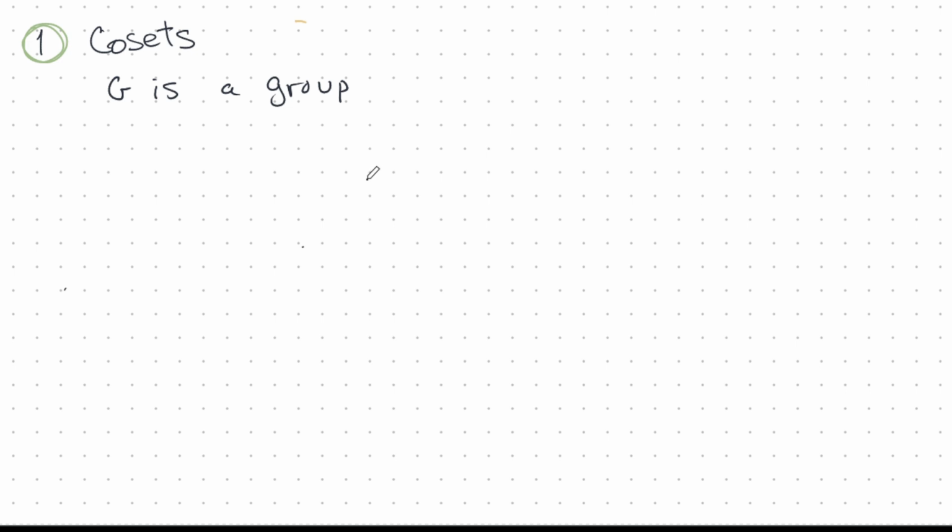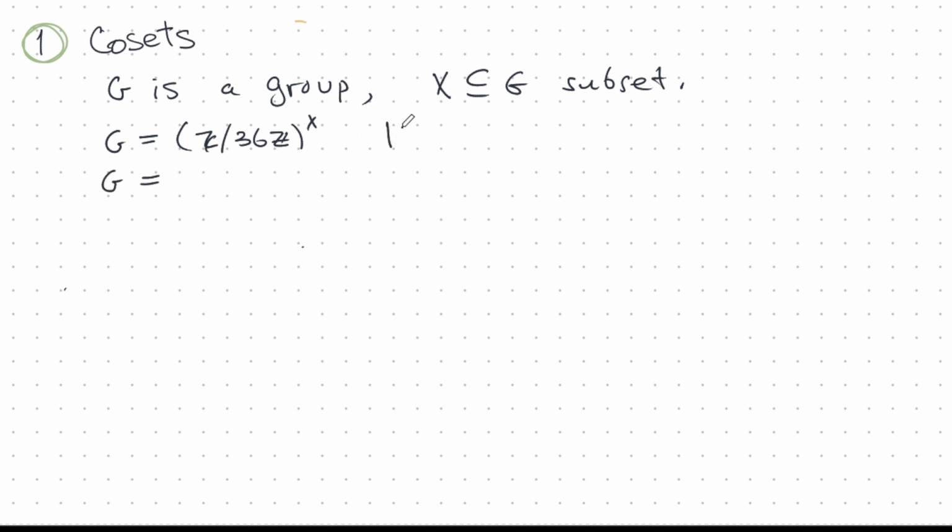So let's take G to be a group, and let's take X to be some subset of G. It doesn't have to be a subgroup for now. Let's look at just the subset. So for example, let's take G to be Z36 multiplicative. So it's the multiplicative group mod 36.